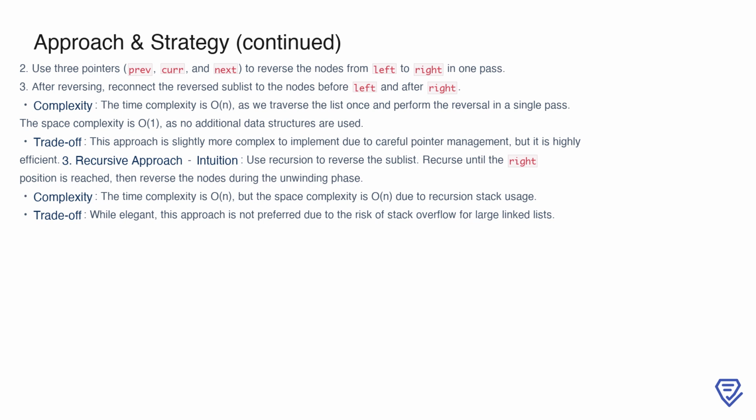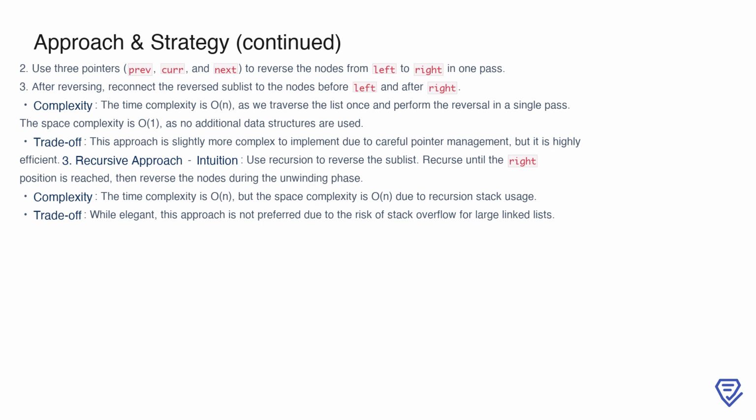This process achieves a time complexity of O(n), as we traverse the list once and perform the reversal in a single pass. Additionally, it has a space complexity of O(1), since no extra data structures are used. While this approach is slightly more complex to implement due to the intricate pointer manipulations, it is highly efficient.